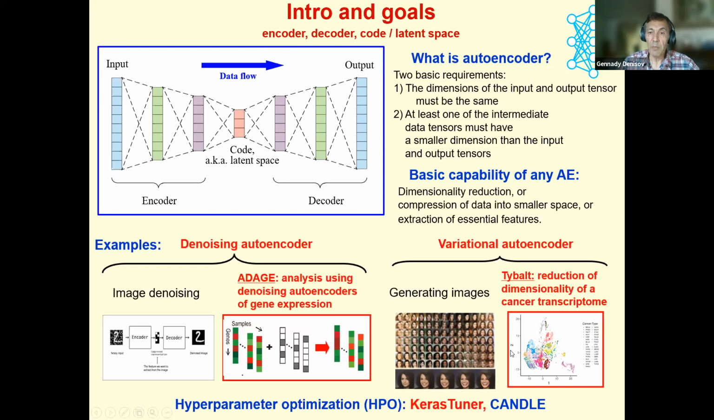Hyperparameter optimization or tuning is performed with specialized packages. We will discuss during the class one of the packages called Keras Tuner. But I will also briefly mention another package, Candle, which is also available on BioWolf as a separate module. And so you may optionally use this package as well.